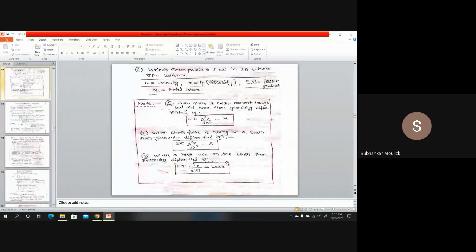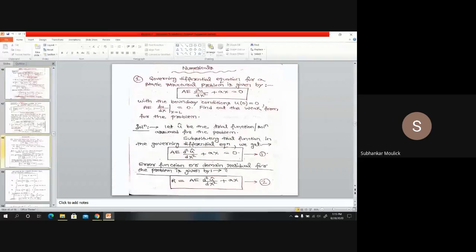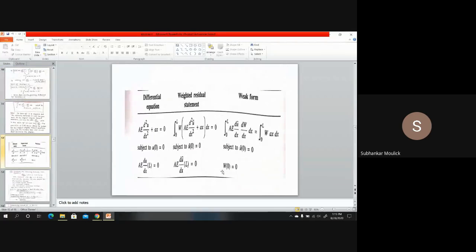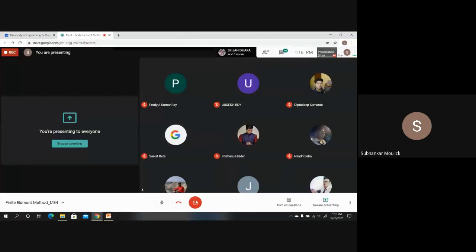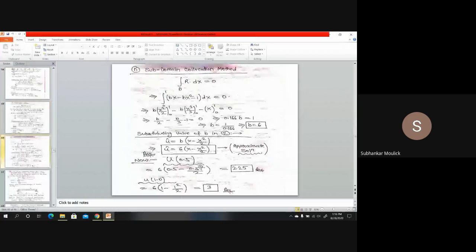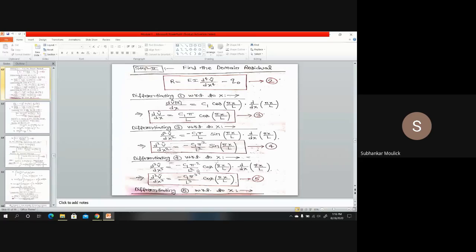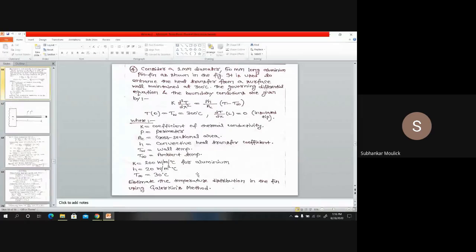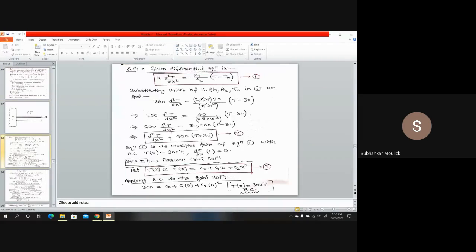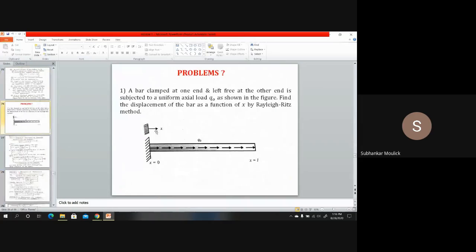So let me start today from where we left in the last class. If you remember, in the last class, we started the Rayleigh-Ritz method. I told you the entire procedure of the Rayleigh-Ritz method, and then we started solving one problem. We could not solve the problem completely, only some part of it. So we will continue with that problem in today's class. This is the problem we started.